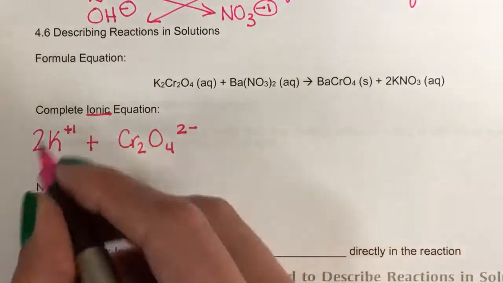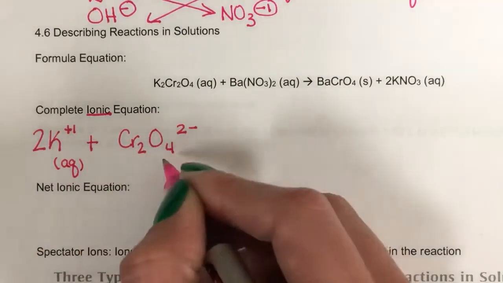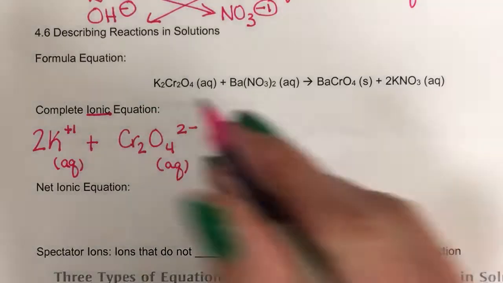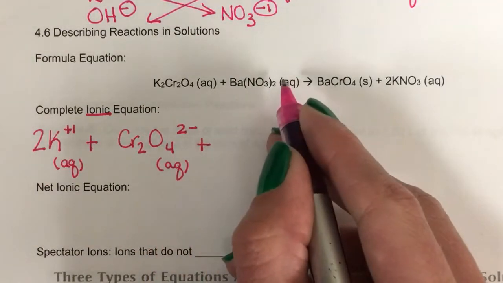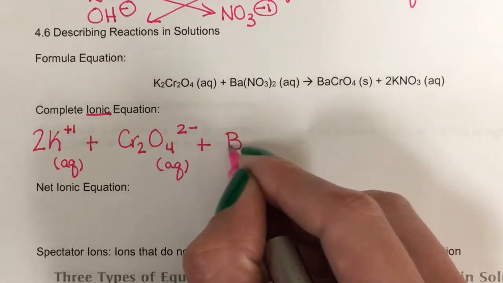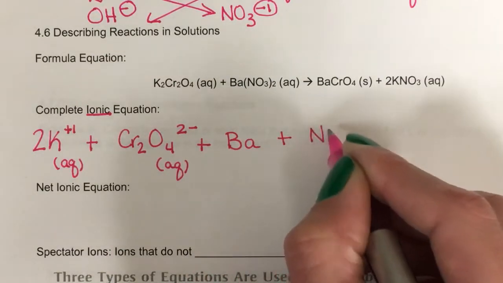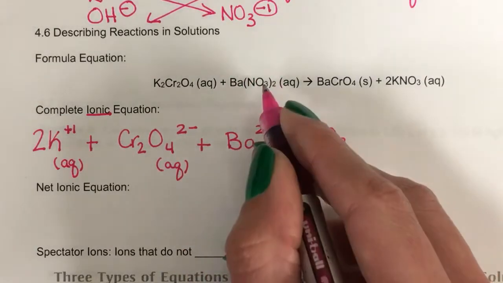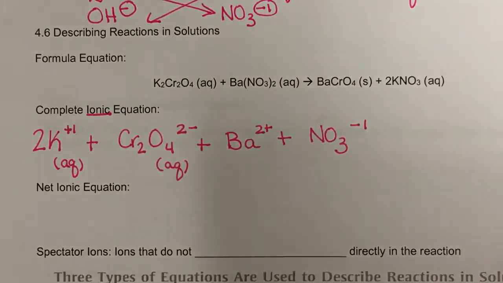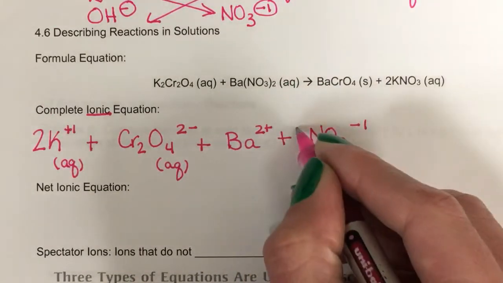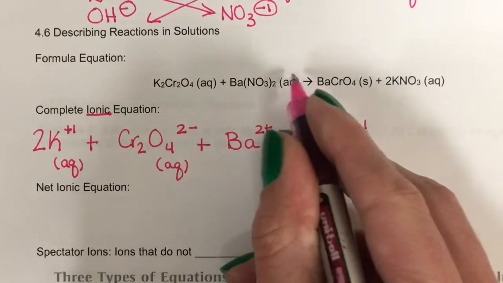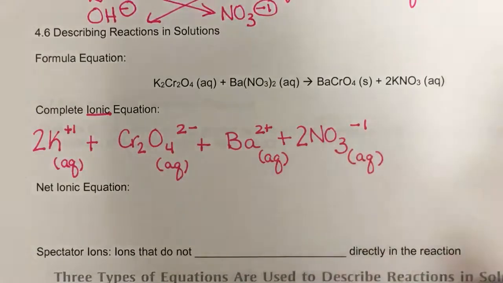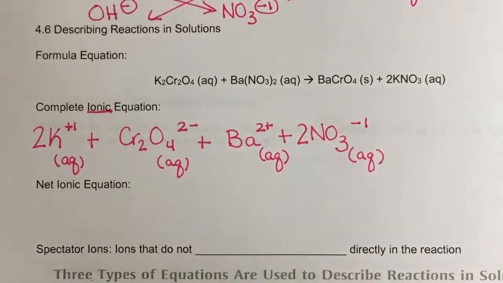Now, both of these ions started out aqueous, which means they dissolved in water, which is why I'm able to break them into bits. Barium nitrate, again, is going to break into barium and nitrate. Barium has a +2 charge. Nitrate has a -1 charge, and I have 2 of them. Both of these as well started out as aqueous, which is why I'm able to break them apart, because they dissolved in water and broke apart.